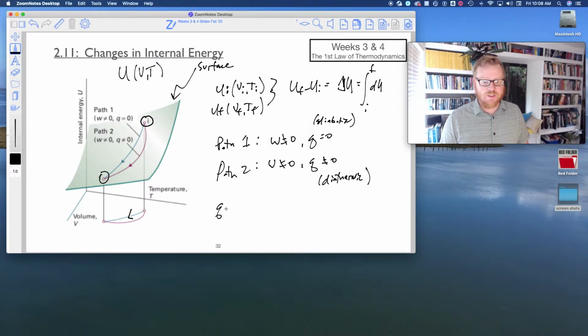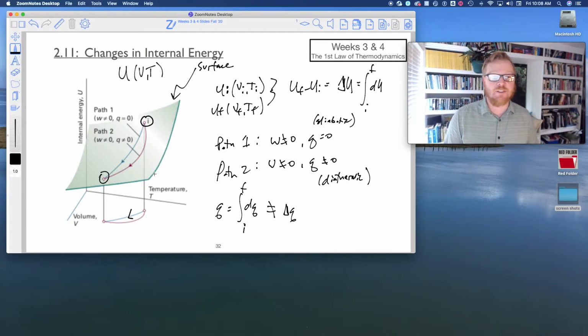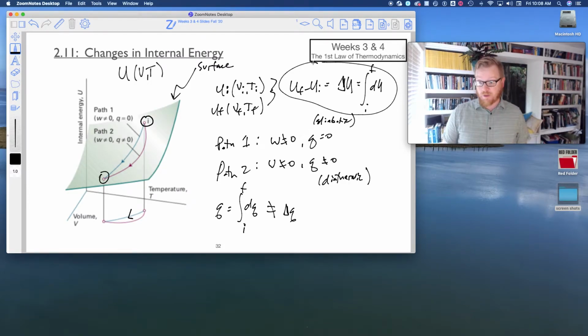And the important point to note about these things is the paths are very different. So in other words, if I try to integrate Q along this path, this is not going to equal delta Q, because the heat done is very different for both of those two paths. However, we can say that this is true because U is a state function. And so that's our consequence of exact and inexact differential expressions.